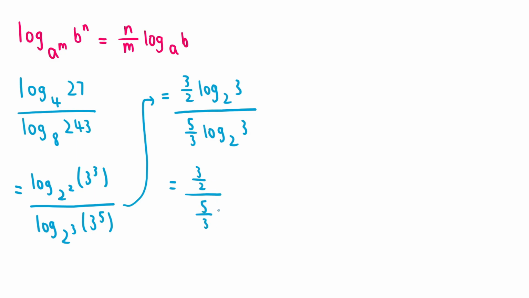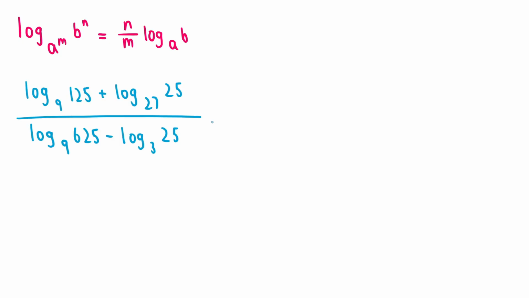3 over 2 divided by 5 over 3 is the same as 3 over 2 times 3 over 5. So whenever we're dividing by a fraction, like 5 over 3, we just have to multiply by the reciprocal. So instead of dividing by 5 over 3, we multiply 3 over 2 by 3 over 5, which is the reciprocal of 5 over 3. If we simplify this, this is just equal to 9 over 10. So the entire expression, log base 4 of 27 divided by log base 8 of 243, is equal to 9 over 10.